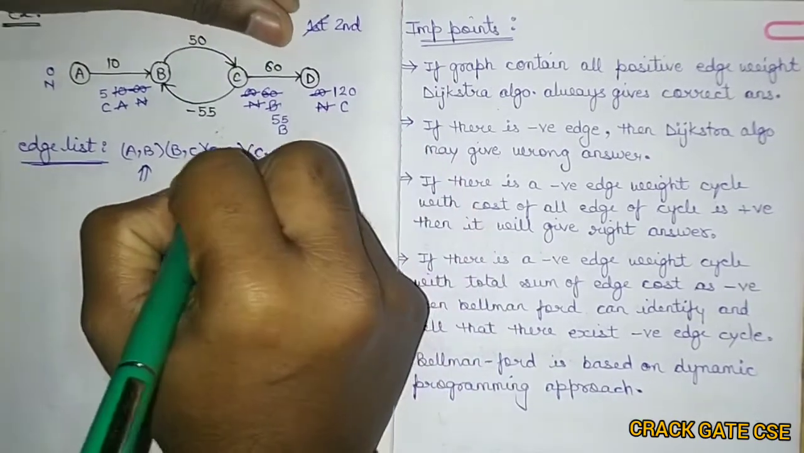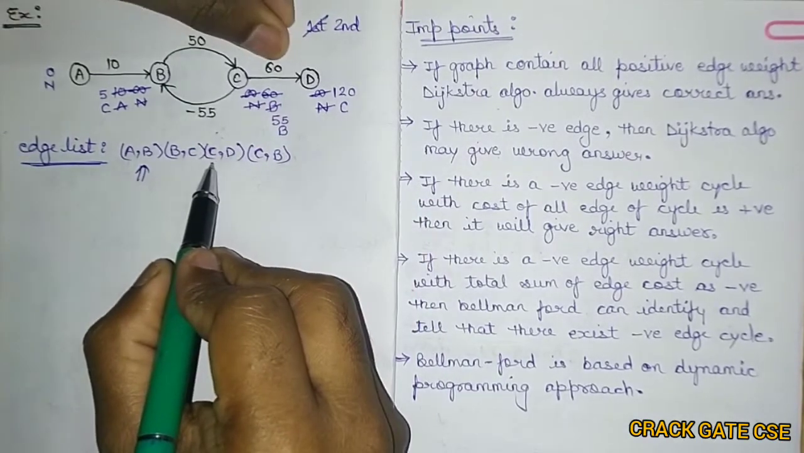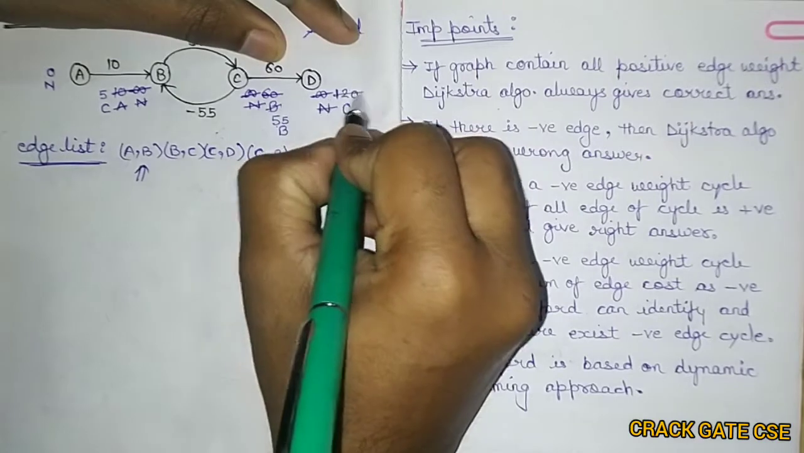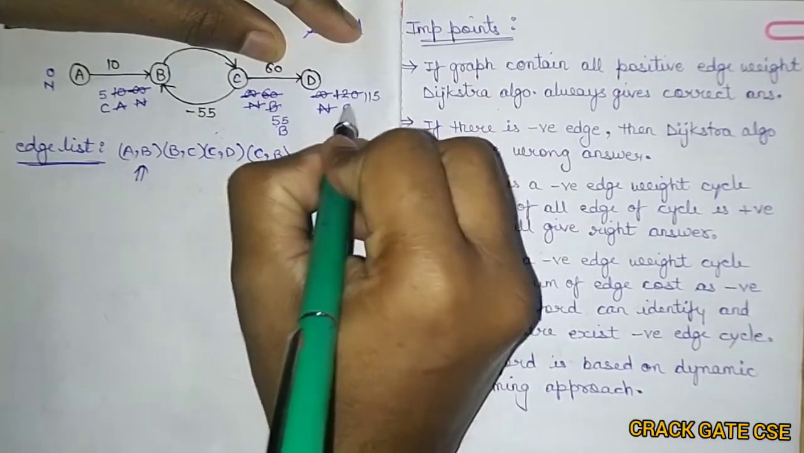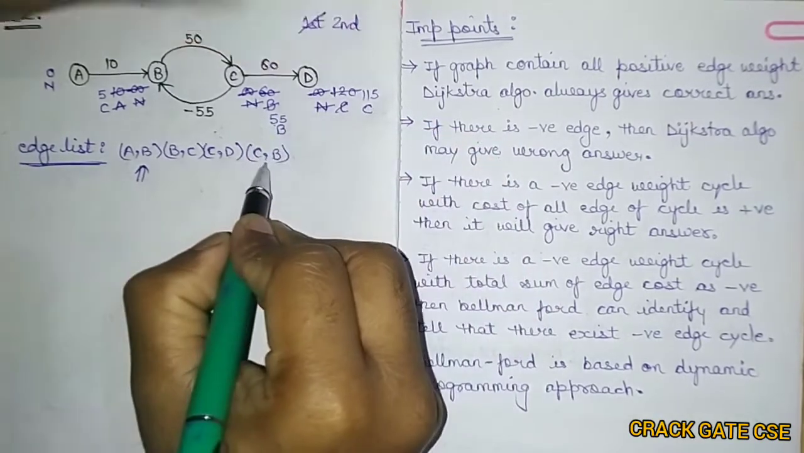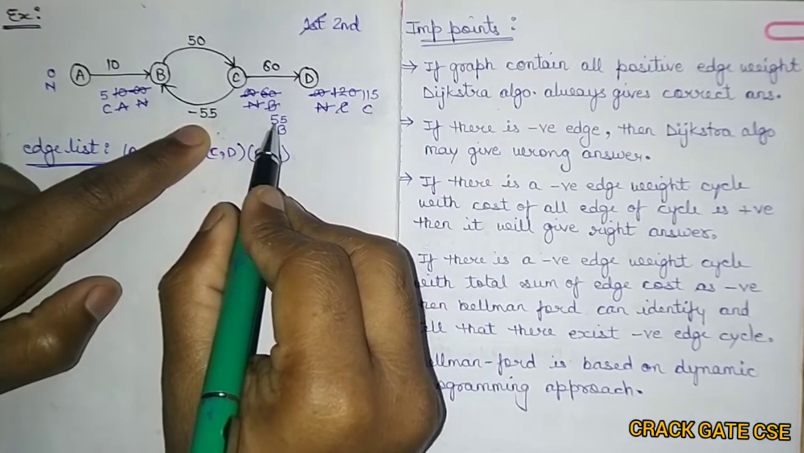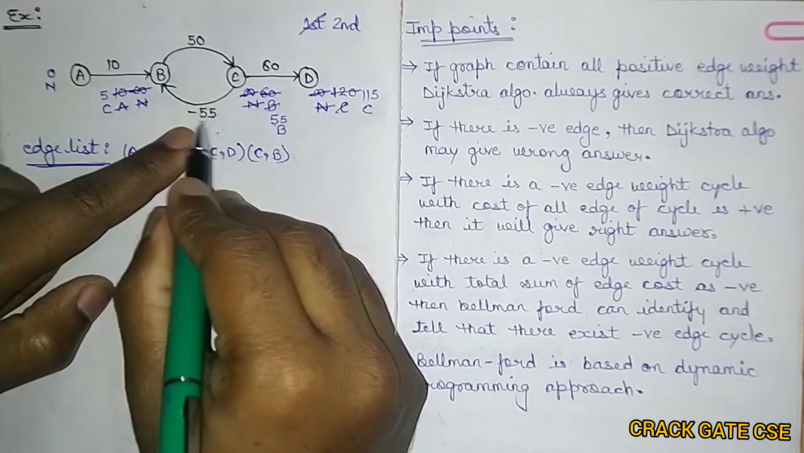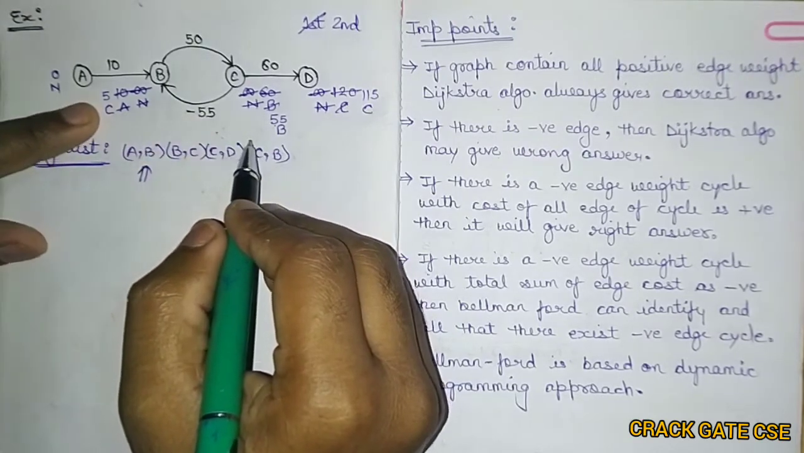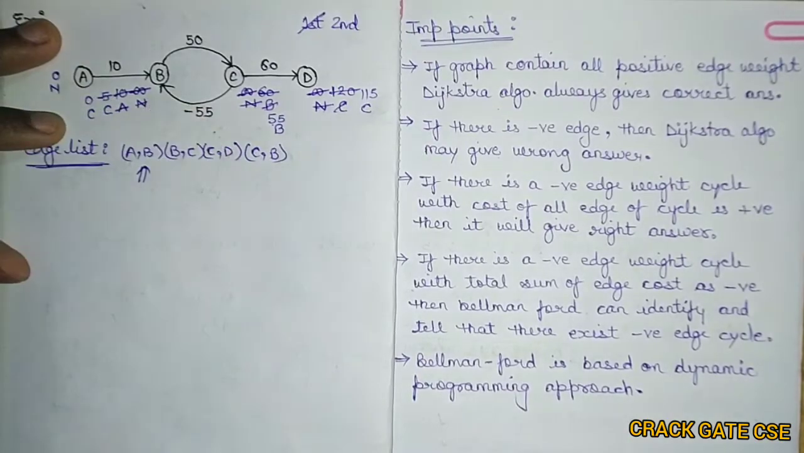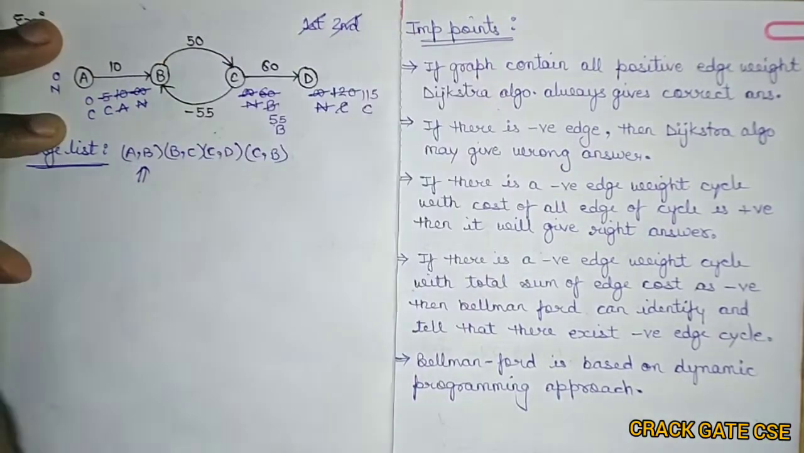Now I have to check the CD edge. The CD edge is 60 and this is 55, so 55 plus 60 is 115 via C. Now C to B, this C is 55, and 55 plus minus 55 will be 0, so it will be updated as 0 via C. So we completed the second iteration also.